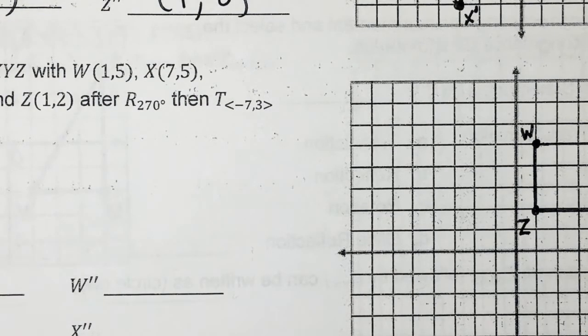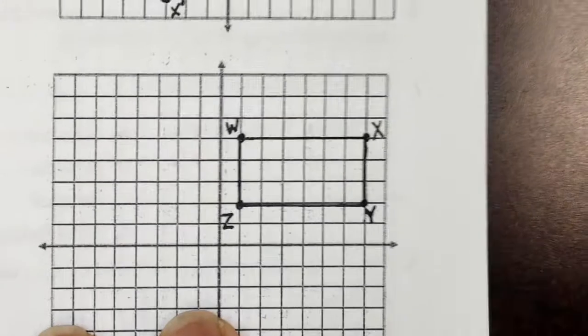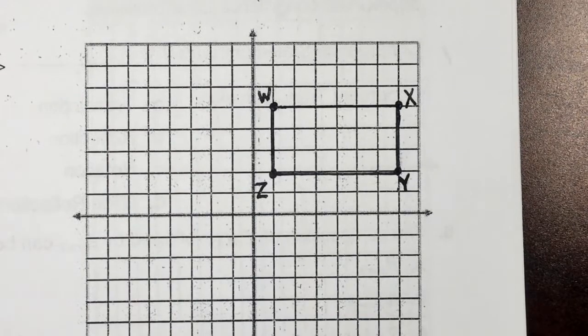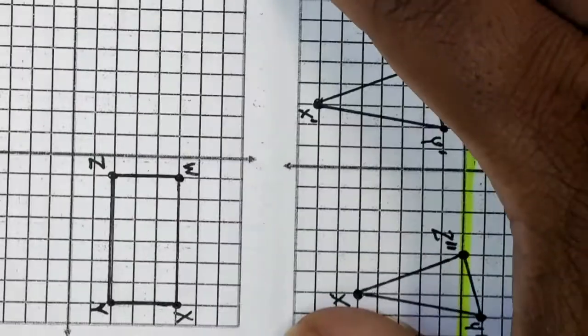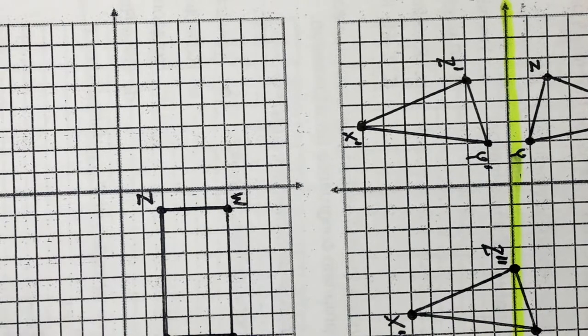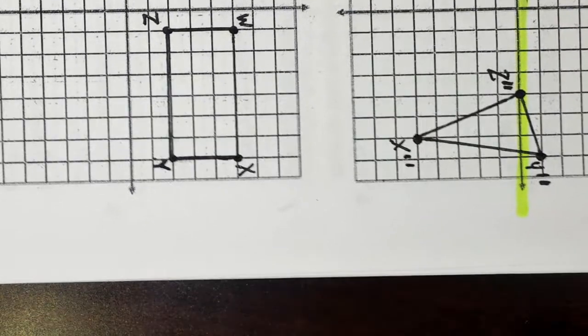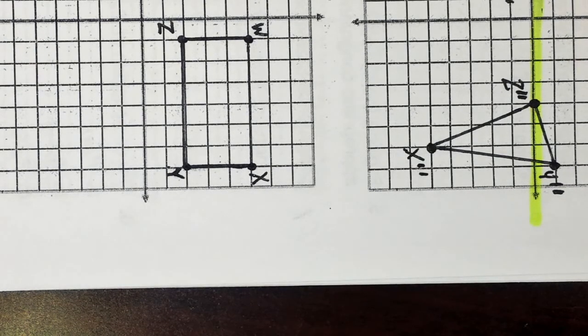Rotating 270. Billy, which direction am I going? Can't hear you. Thank you, man. Counterclockwise. How many turns? 1, 2, 3. Write my stuff down here at the bottom. I don't know what I did with my pen.